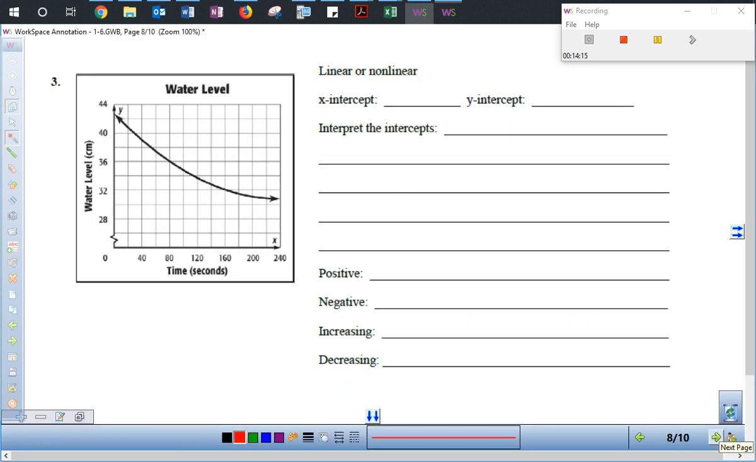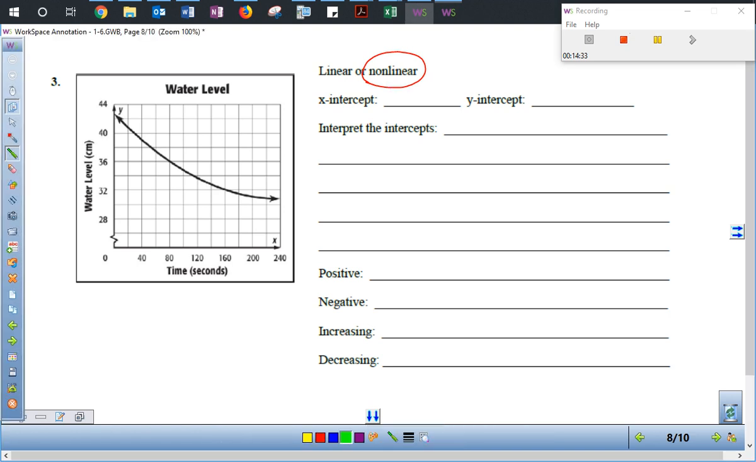Next, we are going to talk about water level, and we're going to be comparing the time in seconds to the water level in centimeters. So first of all, is this linear or nonlinear? This is not a straight line, so this would be nonlinear. Then I want the x-intercept, so that's where my graph crosses the x-axis. Well, according to what they gave us, my graph never touches the x-axis. So all that means is I don't have an x-intercept. I just got to put the 0 with a slash through it, and that's okay, that happens.